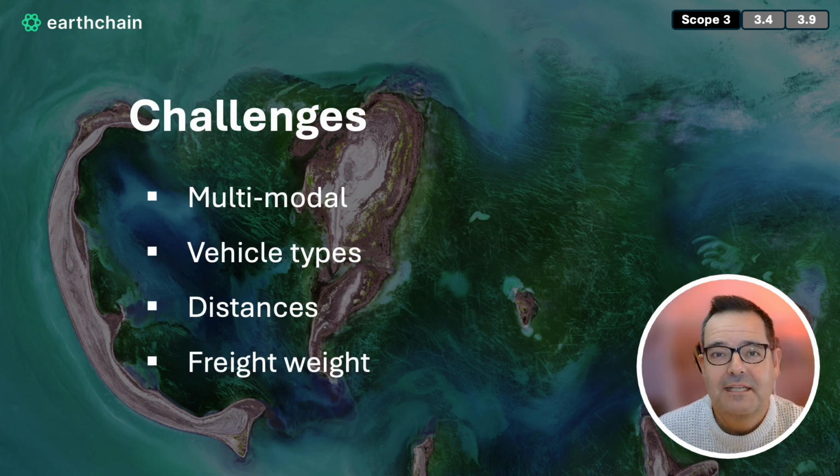To accurately calculate and report emissions for transportation, you need to be able to cope with multiple modes of transport. Air, rail, road, and sea all work in slightly different ways. Different types of vehicle are used for different classes of goods, and each mode of transport requires a different way to calculate distances. For example, by sea you can't travel point to point like you can with an aircraft. Ideally, you'd also take the weight of the consignment into account too, which brings weights and measures into play again.